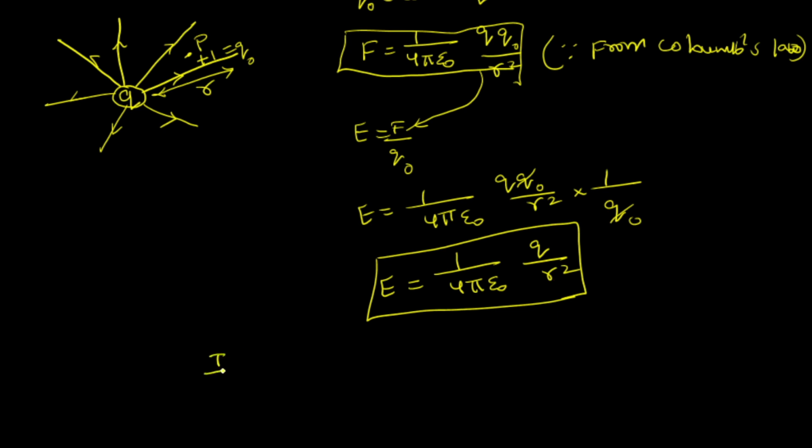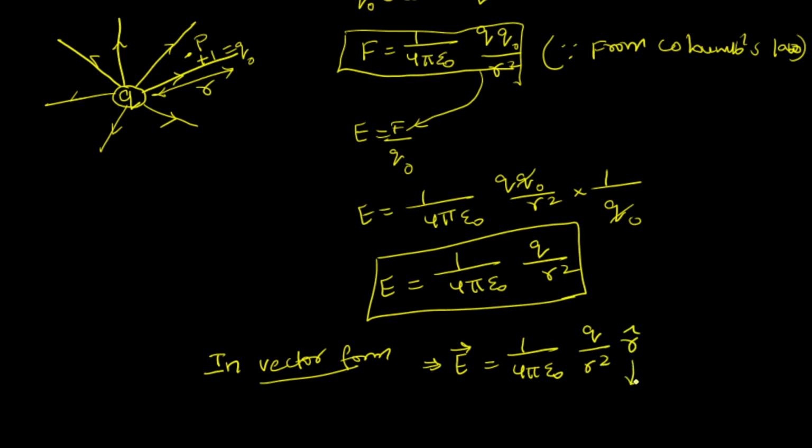And in vector form, how do we write the intensity of the electric field? The electric field intensity is also a vector. Why? Because force is a vector and electric field is directly proportional to this force. Therefore the electric field is also a vector. So in vector form we can write E bar is equal to 1 by 4 pi epsilon naught into Q by R square R cap, where R cap is a unit vector. This unit vector always gives the direction of the electric field strength.